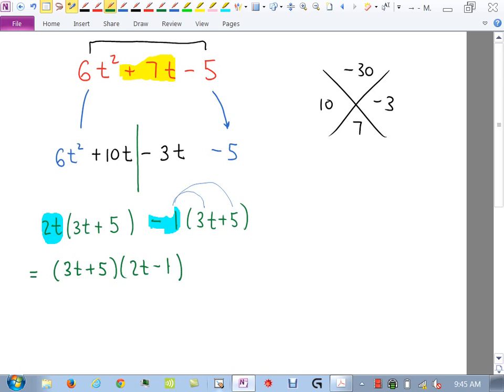All right, any other questions on the homework? Okay, which one? 35? 33 and 35? All right, let's do 33. 6b squared minus 11b plus 3.